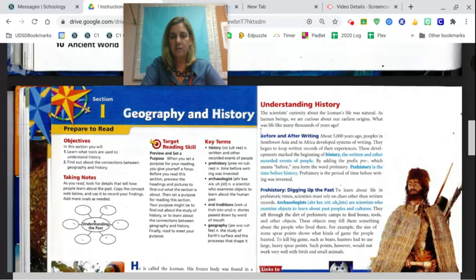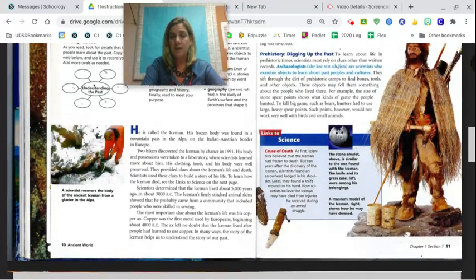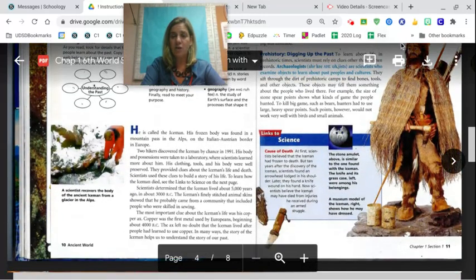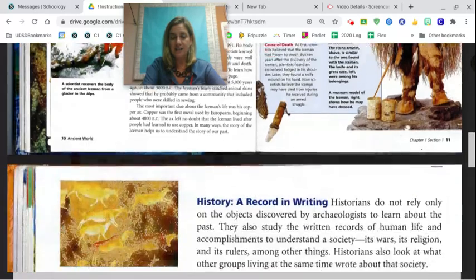Now we're going to take a look at these bolded headings, and I've decided that I'm not actually going to look at the light blue key terms because I feel like I did a pretty good job previewing them, although I might practice saying that final word again. Before and after writing, well, when I was previewing those key terms, I know that before writing was prehistory. Digging up the past. Oh, maybe they used items since they didn't have anything written down. Here are the links to science.